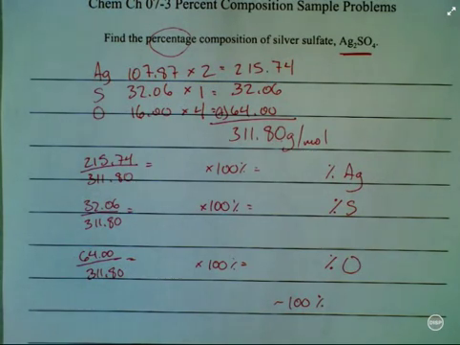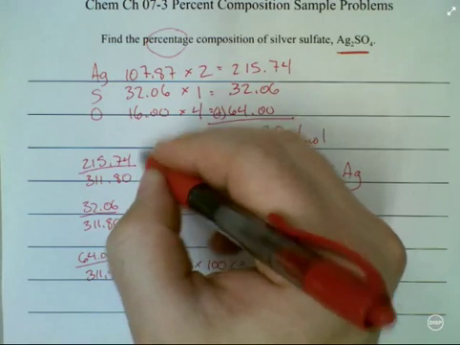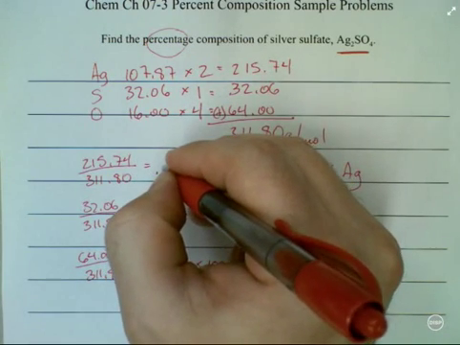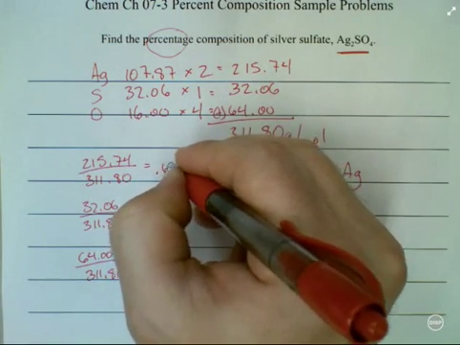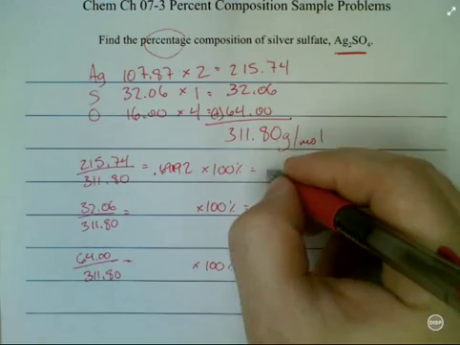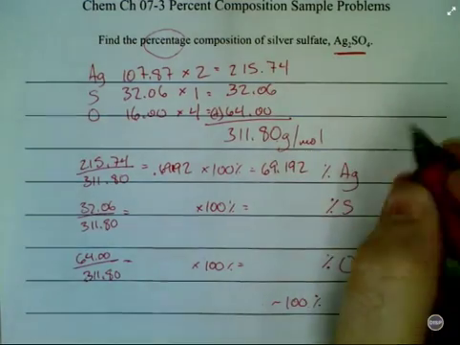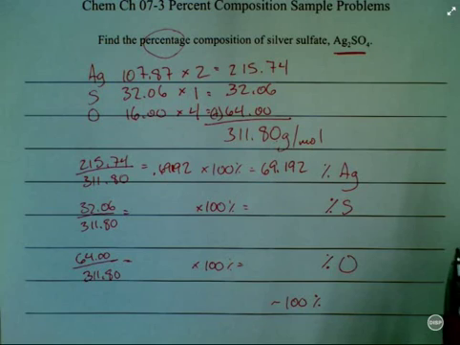215.74 divided by 311.8. That decimal, again, I'm already reading that I should have 5 significant figures there. 0.69192. Just cut to the chase there. That becomes 69.192% silver.